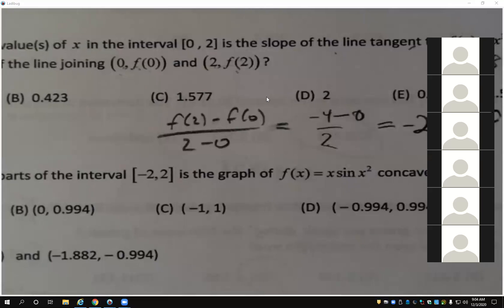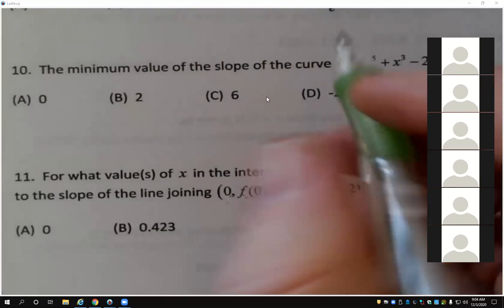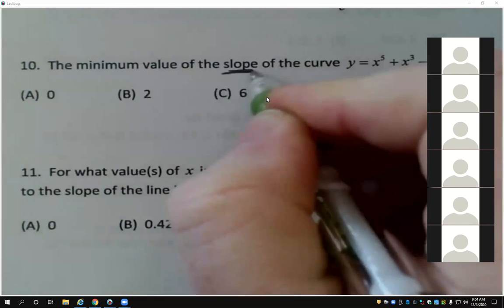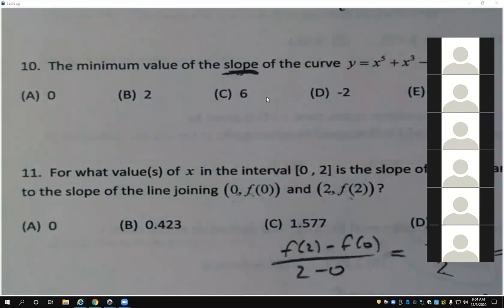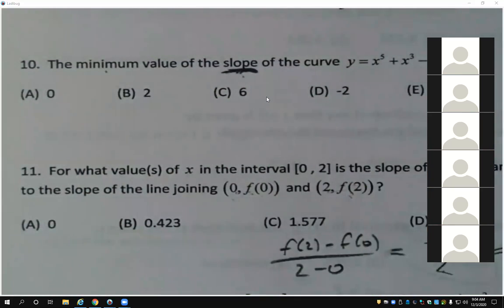May you go over 10? All right, number 10. The minimum value of the slope of the curve y equals x to the 5th plus x cubed minus 2x is, okay? Now, don't think you got to check all these numbers, okay? First of all, they're asking for a minimum, right? What's that word right there that I'm underlining? Slope. And what is slope? It's just a derivative. It's just a derivative.